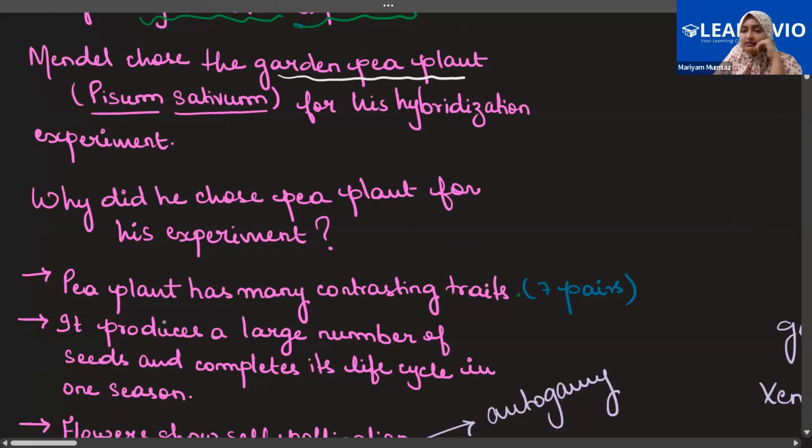Now, why did he choose the pea plant? Why not any other plant? Why not rose? Why not hibiscus? Why not cucumber or any other plant? Why did he choose only the pea plant?